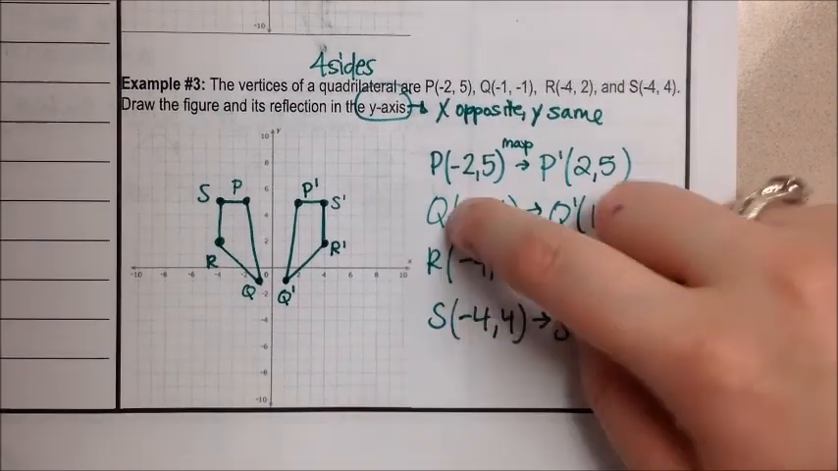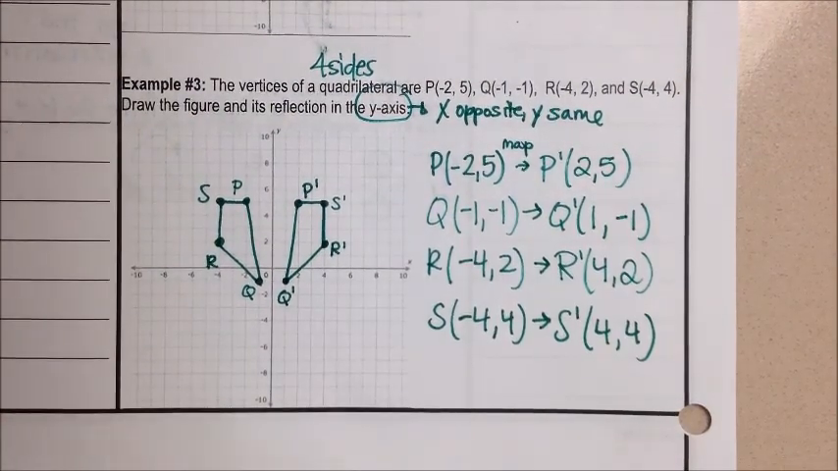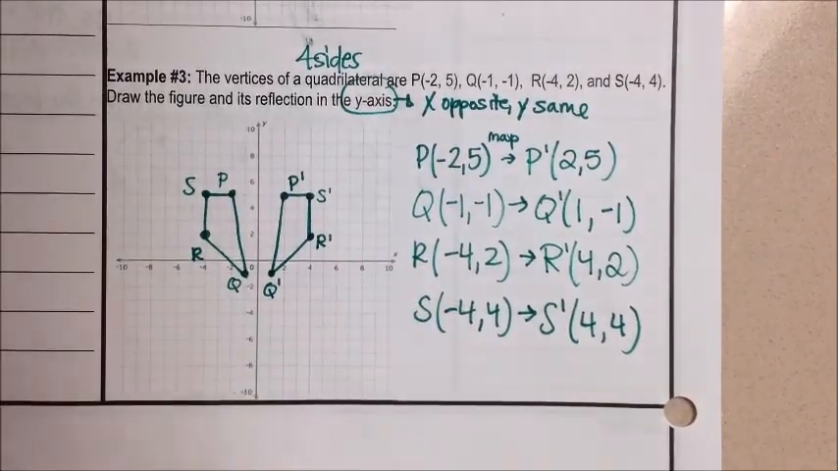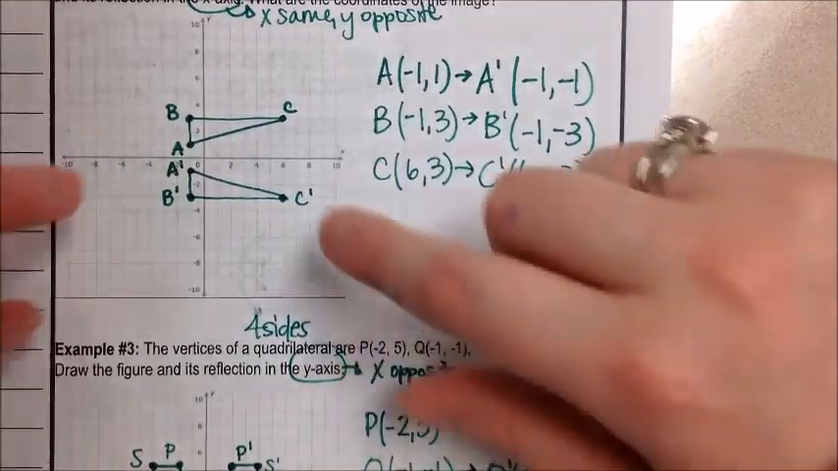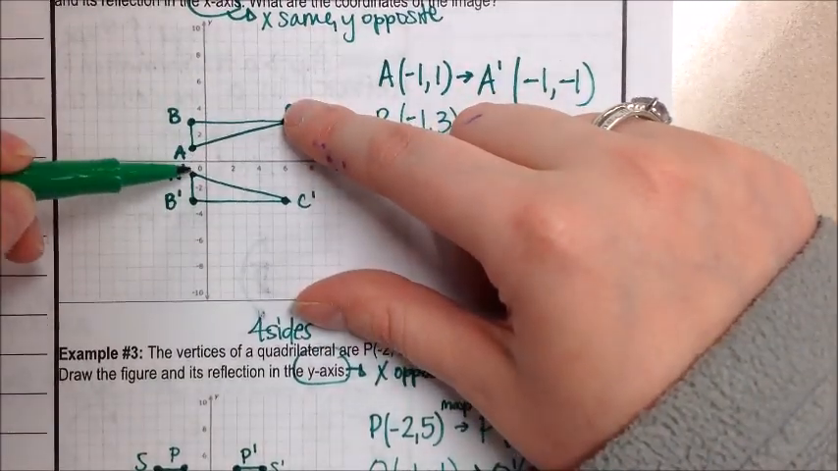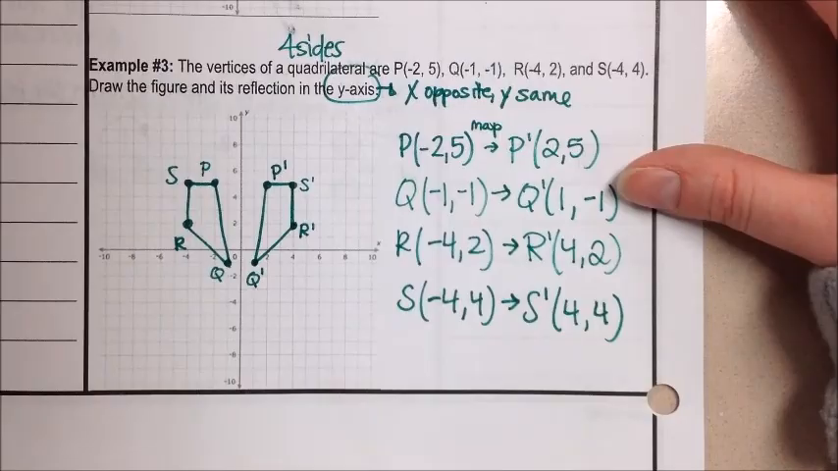And if you look, they look the same. This side looks a little bit different, but it's the same length here, same length here. And it's the same distance from the y-axis. Up here, it was the same distance from the x-axis.